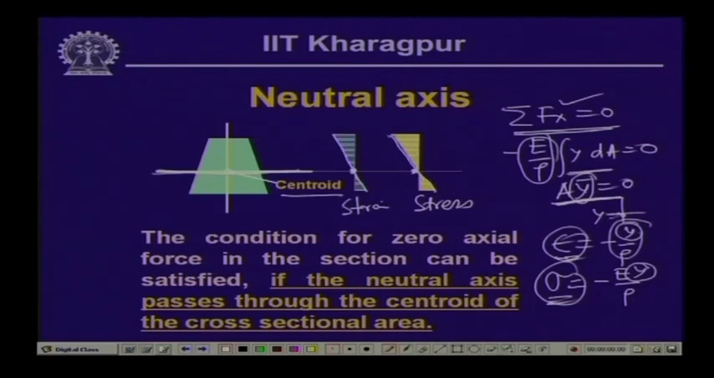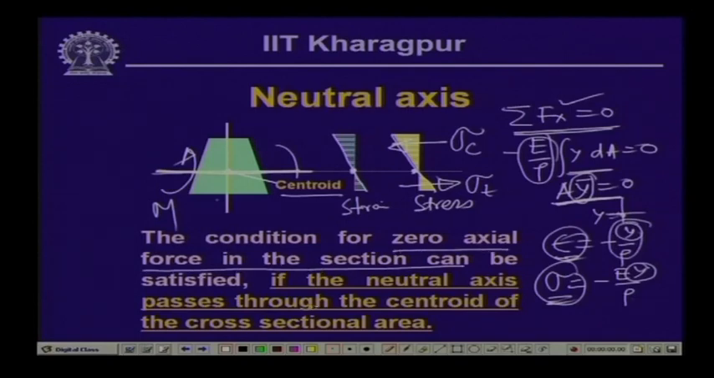So, this is the stress distribution, and according to our positive moment which is acting about this particular axis, we have a compressive stress here and tensile stress over here. So, if we call this stress sigma, sigma compression and sigma tension. Now, the condition for 0 axial force in the section can be satisfied only if the neutral axis passes through the centroid of the cross section.